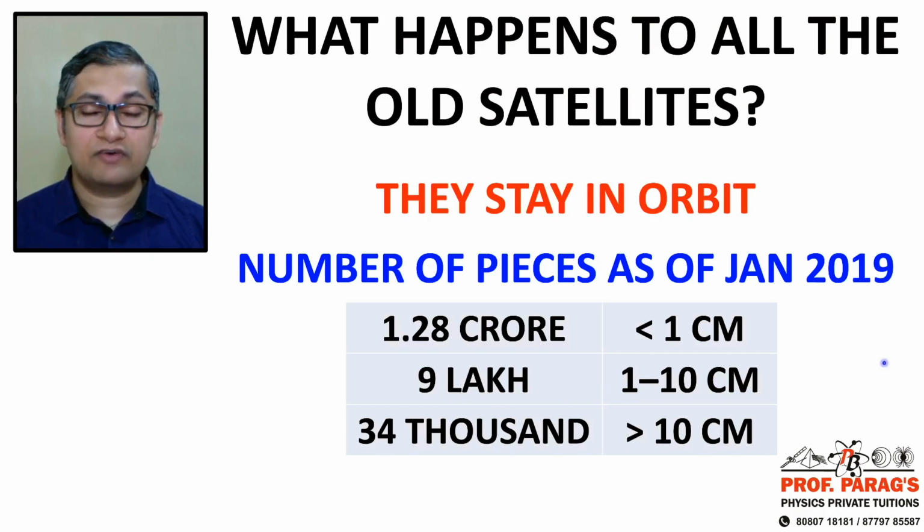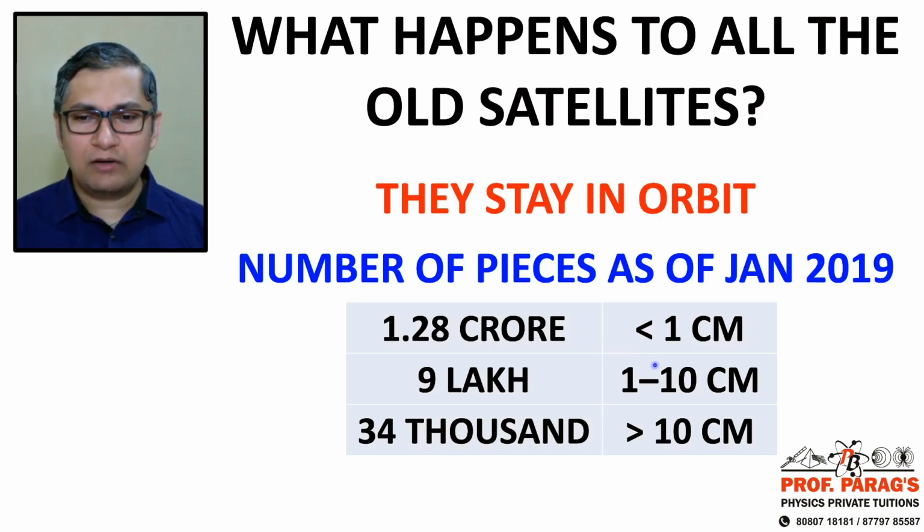The first question that should arise in your mind looking at this table is, how can we have objects which are less than 1 centimeter, or 1 to 10 centimeters, or more than 10 centimeters? Yeah, it does make sense. Satellites are big, what to speak of 10 centimeters, there may be several meters.